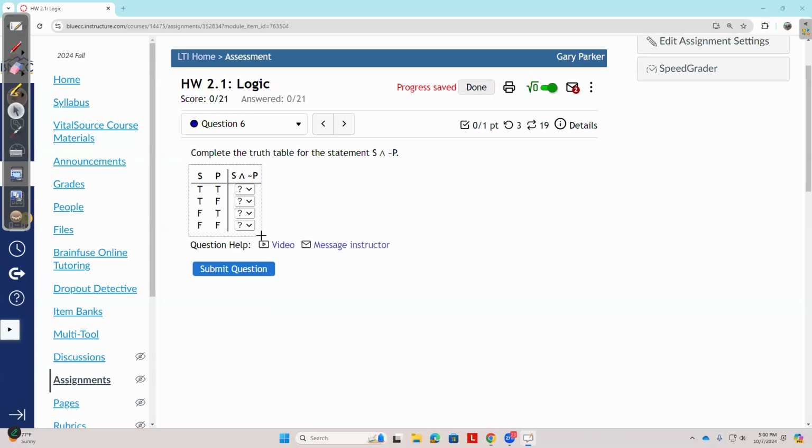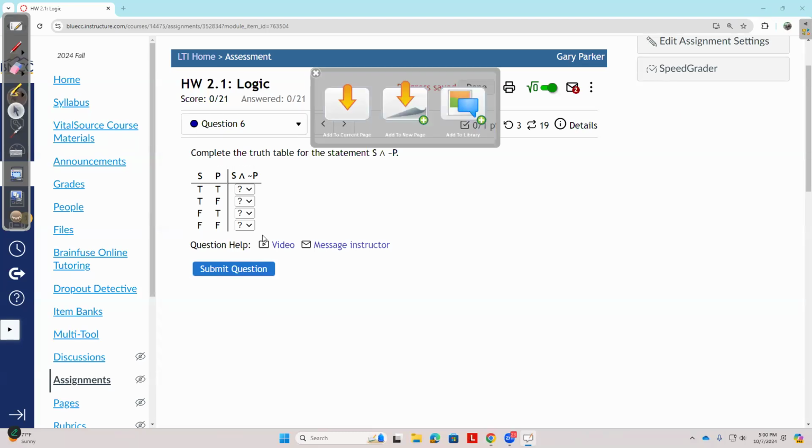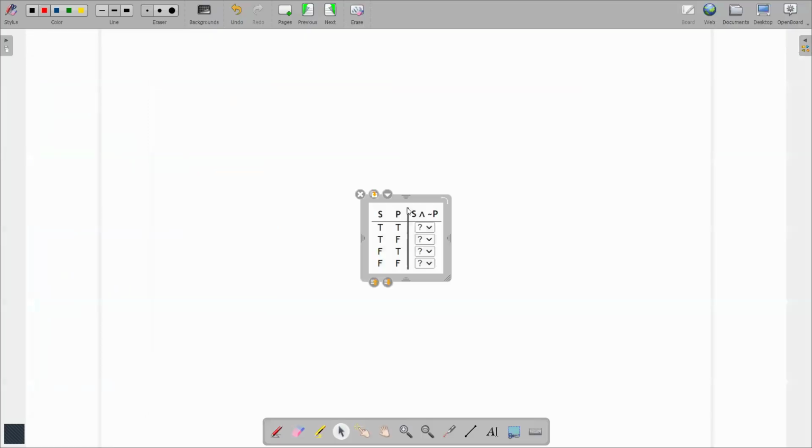Anyone take Math 105 here at the college? I know a couple of you did. Admitting it in the room. No. Okay. Never mind. Page.